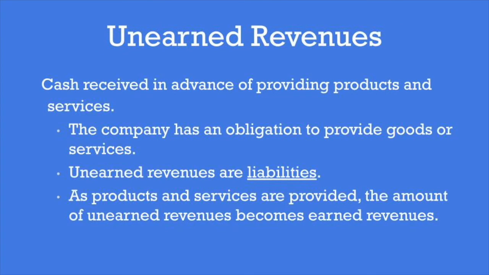Another typical account that gets adjusted at the end of the period is unearned revenue. So what exactly is unearned revenue? Well, it's cash received in advance for providing products and services. We actually haven't done the work yet, but someone paid us in advance. Lovely. Nice to happen. Unearned revenue is really a liability because we haven't done the work yet. If we ended it tomorrow, we'd have to pay that person back. As products and services are provided, the amount of unearned revenue is decreased and turned into earned revenue.